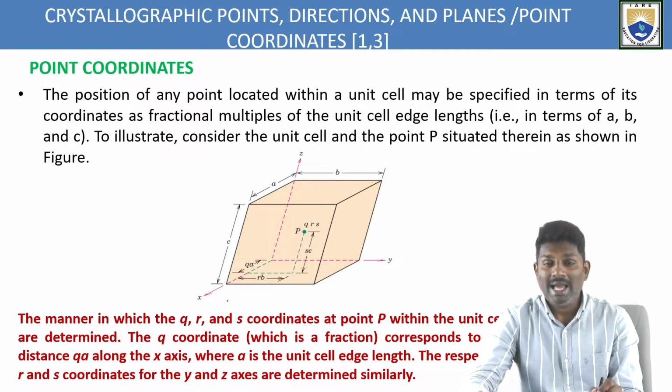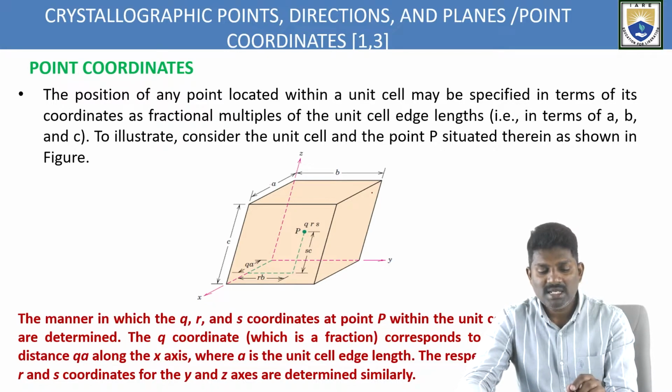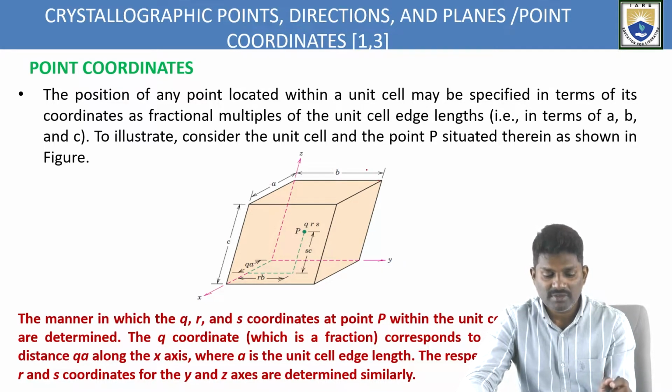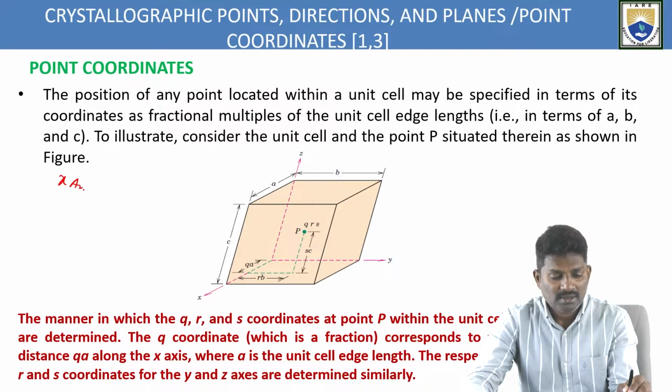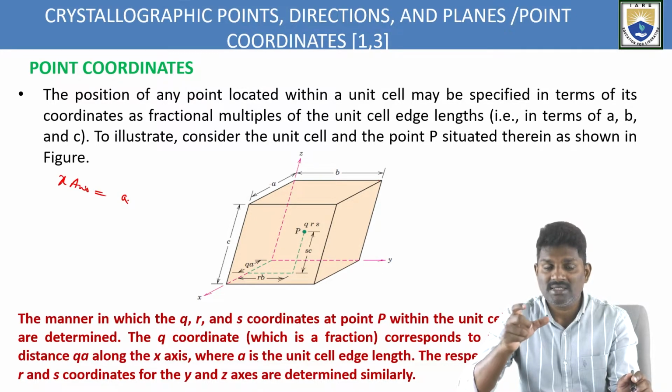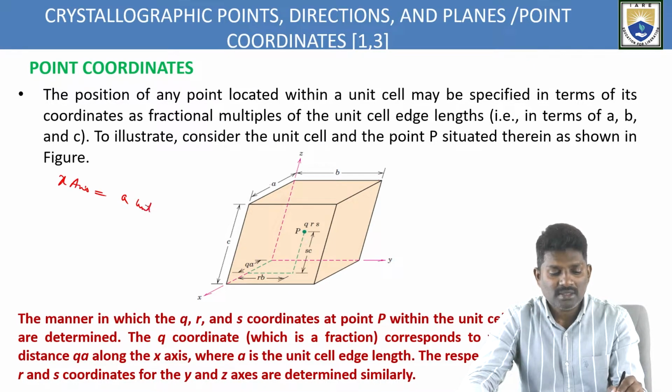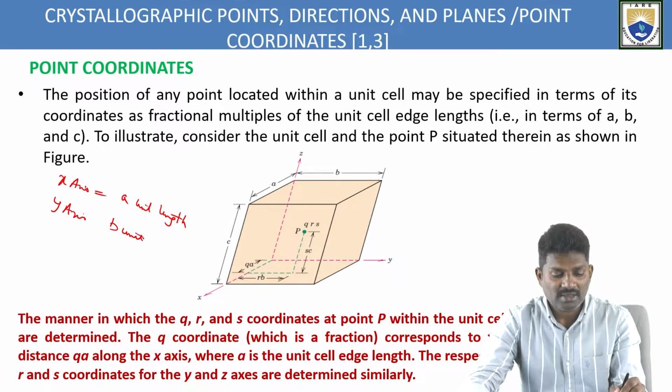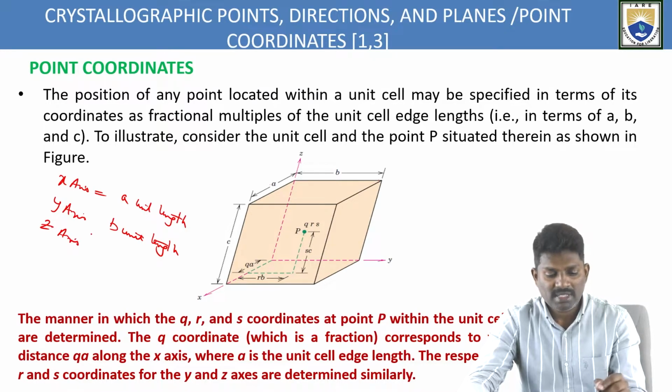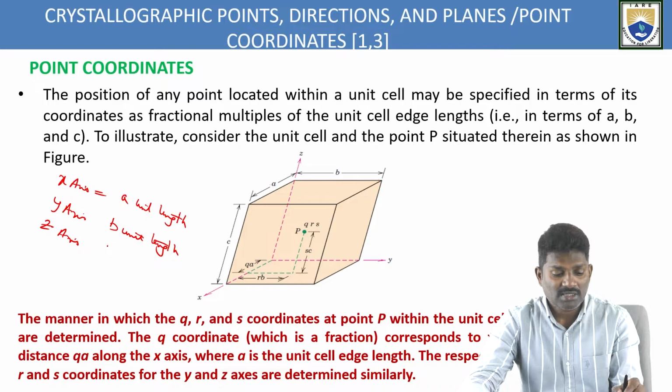Now, coming to the next point, I have to know the edge lengths, that is the edge length along the x-axis, y-axis and z-axis. Along the x-axis, the edge length is a, that is the unit length. A is the unit length along the x-axis. Similarly, if you see the y-axis, what is parallel to y? B. So B is the unit length along the y-axis. Similarly the z-axis. What is parallel to z is C. So C is the unit length along the z-axis.